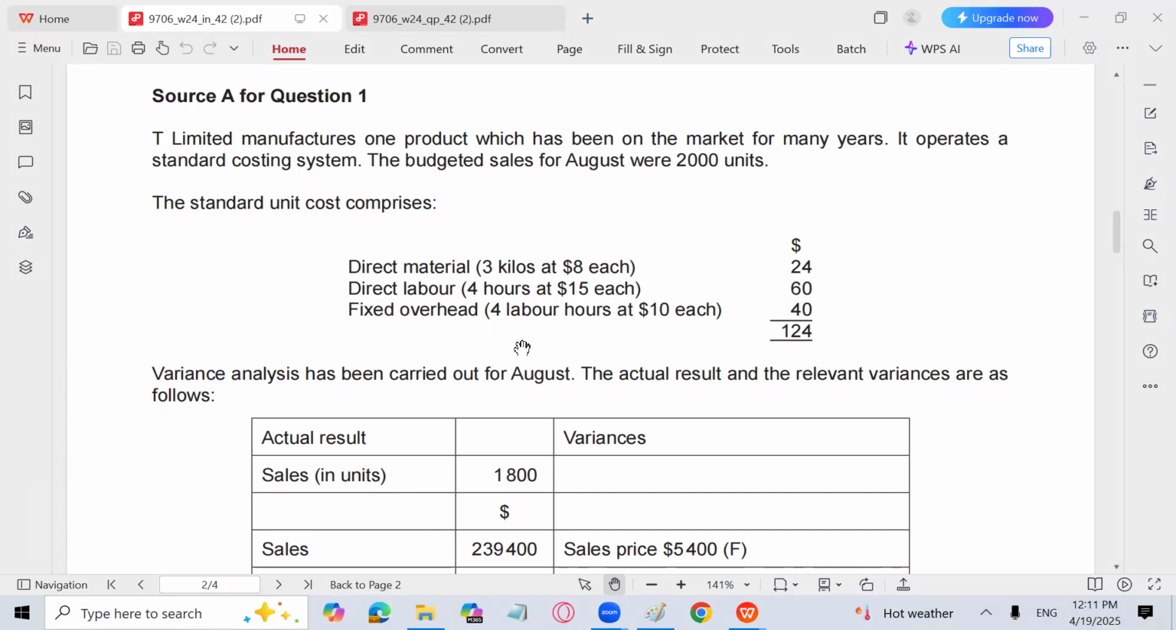Always remember that fixed overhead cost is basically charged according to the direct labor hours. It might be possible there is some other basis to absorb overheads, but generally it is always labor hours. So remember that. If it is not written 4 labor hours, we'll assume that labor hours are used to absorb overheads. Variance analysis has been carried out for August.